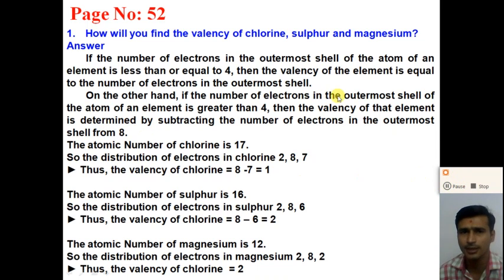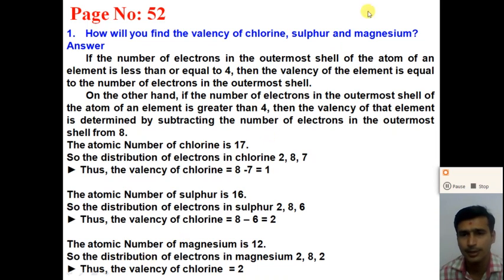Second, similarly, how can we find the valency of sulfur? We know the atomic number of sulfur is 16. So the electron distribution in sulfur is: in the first cell 2 electrons, in the second cell 8 electrons, in the third cell 6 electrons. So here in the outermost cell of the atom there are 6 electrons, which is greater than 4. So we obtain the valency of sulfur by subtracting 6 from 8. So 8 minus 6, we get the valency 2, right?